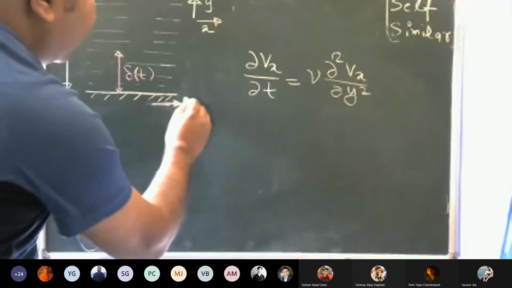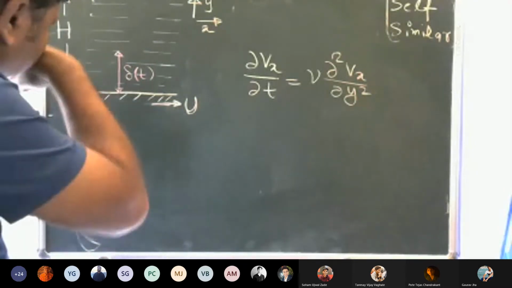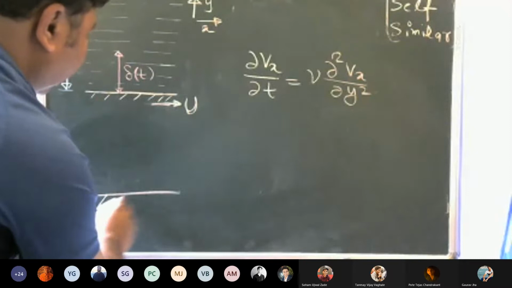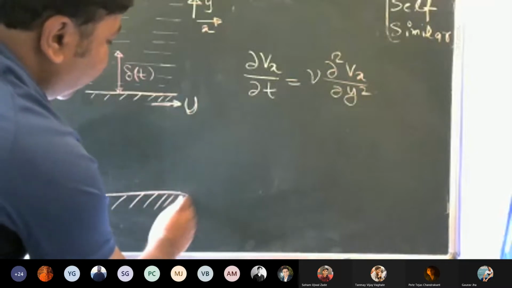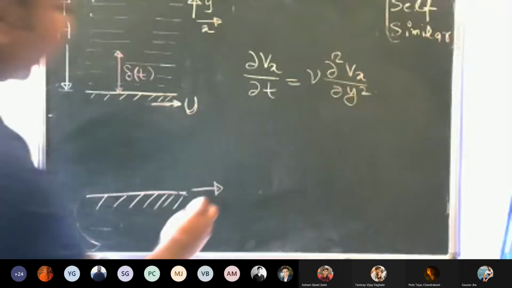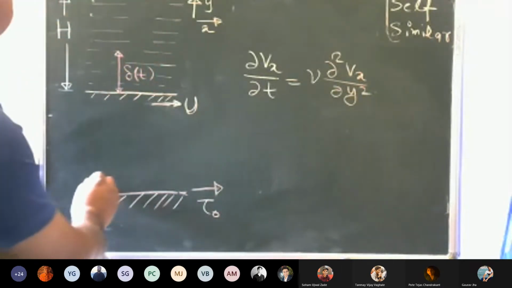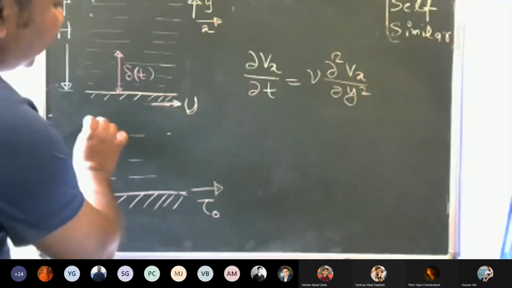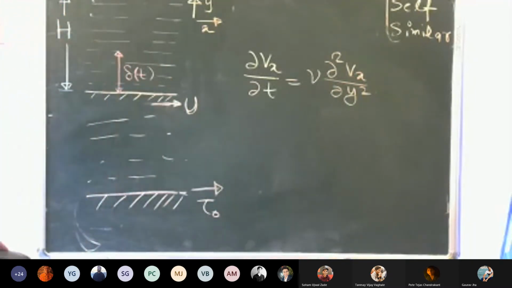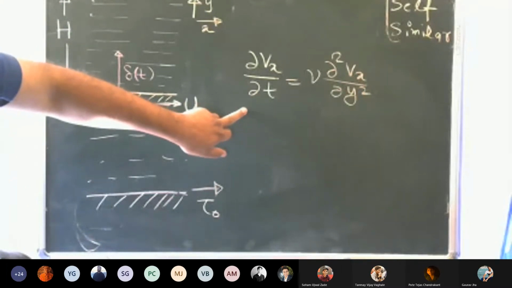And this plate is moving with constant velocity. What I have asked you in the assignment is, rather than constant velocity, you are pulling this plate with a constant tangential shear stress. Otherwise, everything is the same. So first of all, you have to convert this equation.